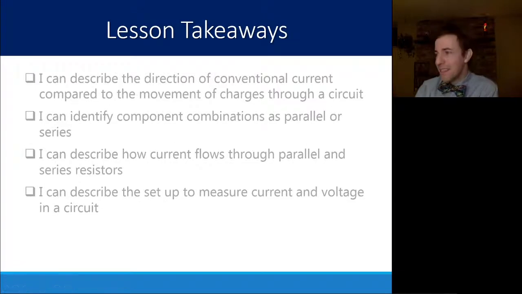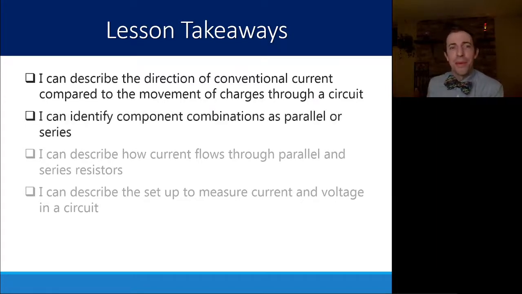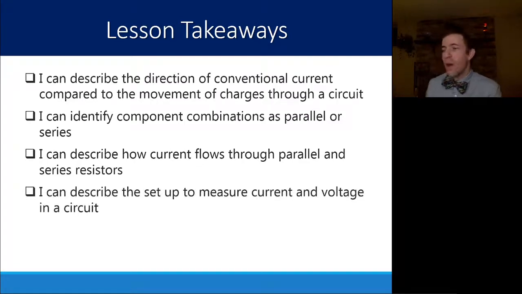So the main takeaways in this lesson is you should be able to describe the direction of conventional current. Remember that weird Ben Franklin positive charges direction compared to the movement of the actual charges that are moving through the circuit, the electrons. You should be able to identify component combinations as parallel or series and describe how the current is going to flow differently through a parallel or a series set of resistors. And then you should also be able to describe the setup to measure current and voltage in a circuit using an ammeter or a voltmeter, respectively.